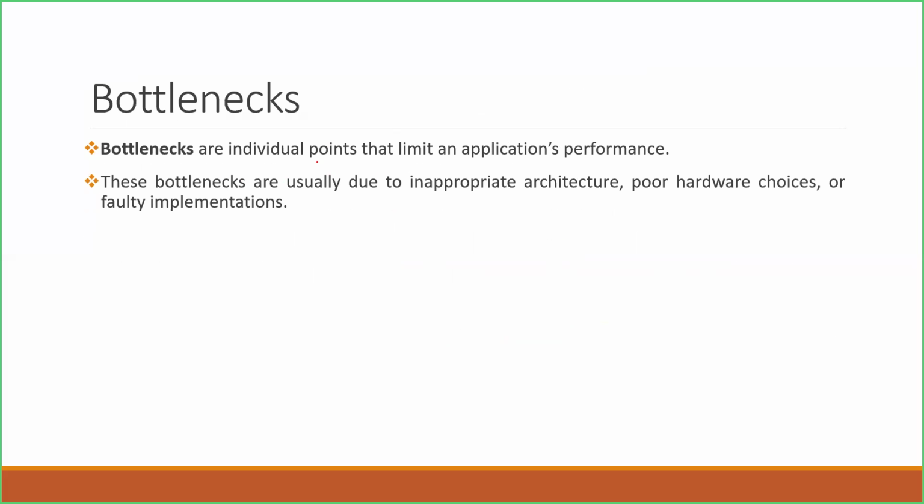Bottlenecks are the individual points. There will be some metrics that we are going to see in coming slides. There are a few parameters that we need to look into while doing performance testing. We call those metrics in performance testing terminology. If those metrics are good, then we don't have any issue. If there is some deviation in those metrics, then obviously your application performance is degrading for some reason.